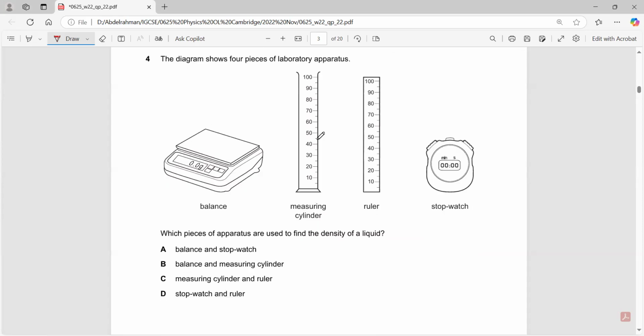Diagram shows 4 pieces of laboratory apparatus. Which pieces of apparatus are used to find the density of liquid? Do I need a stopwatch for the density? No. So basically, you need the balance and the measuring cylinder. Do I need the ruler? No, I do not need the ruler to find the density of a liquid. Balance and the measuring cylinder.